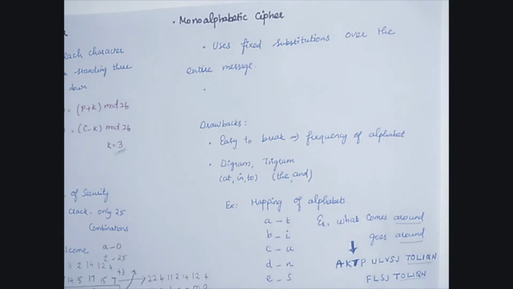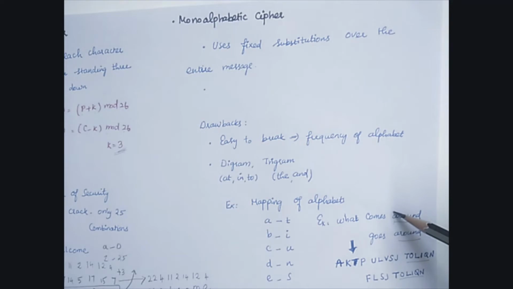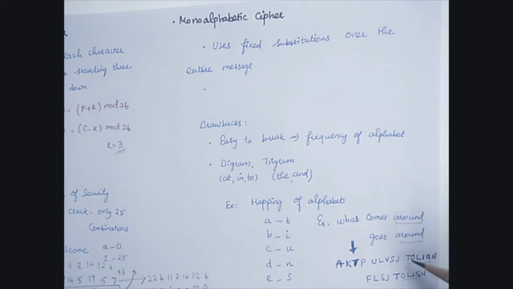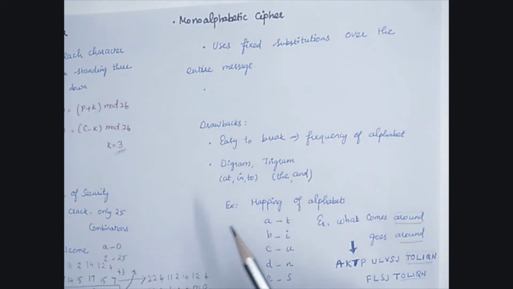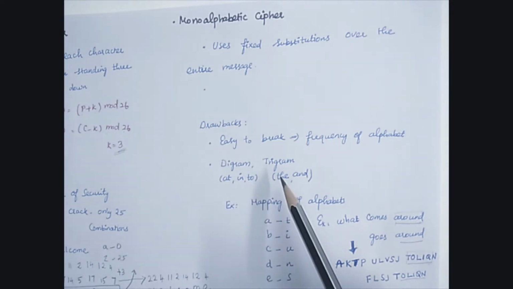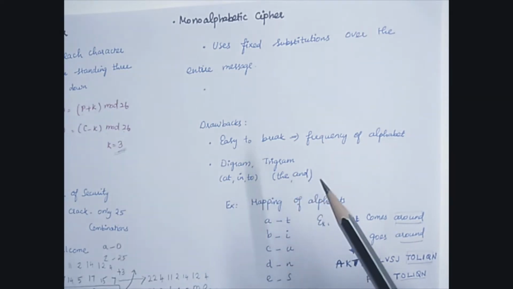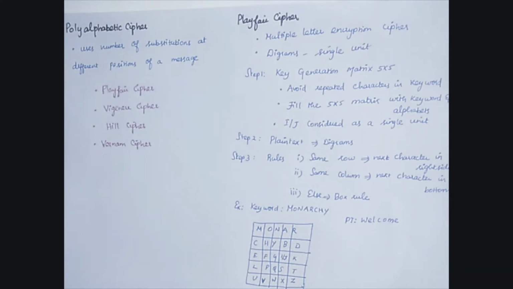The hacker may easily guess the plain text because of the repetition of the word "around". The same word has the same ciphertext output, from which hackers may easily guess the plain text. So that is the drawback of monoalphabetic cipher, and they may also use the digram and trigram concept to hack the ciphertext.